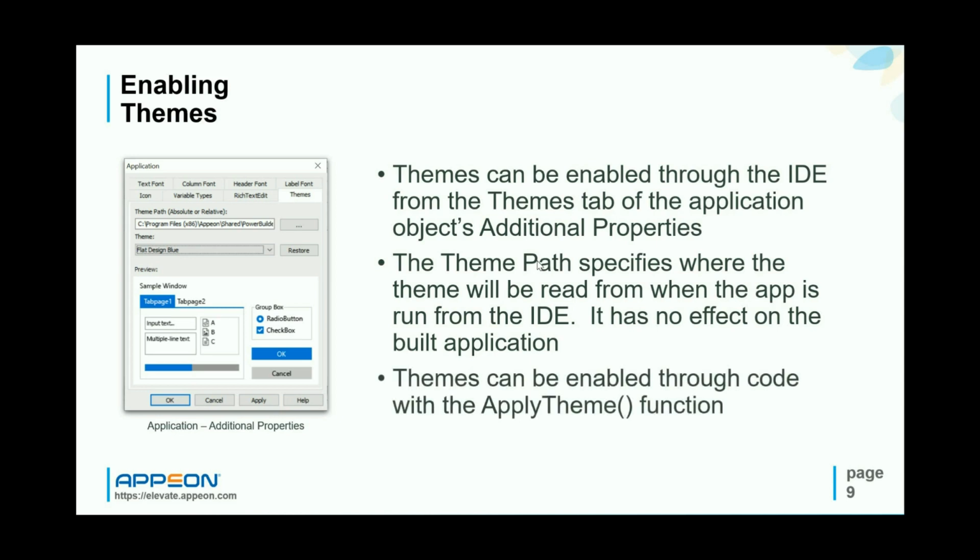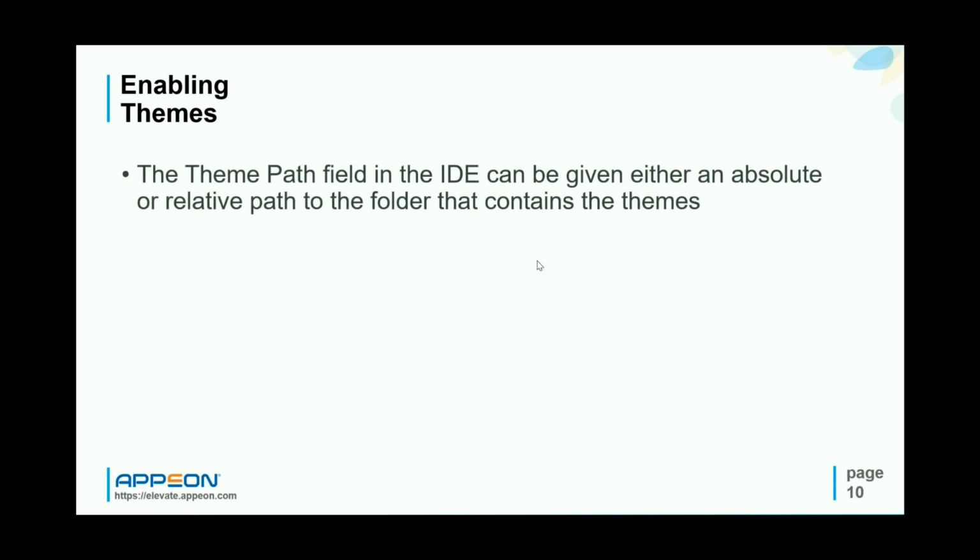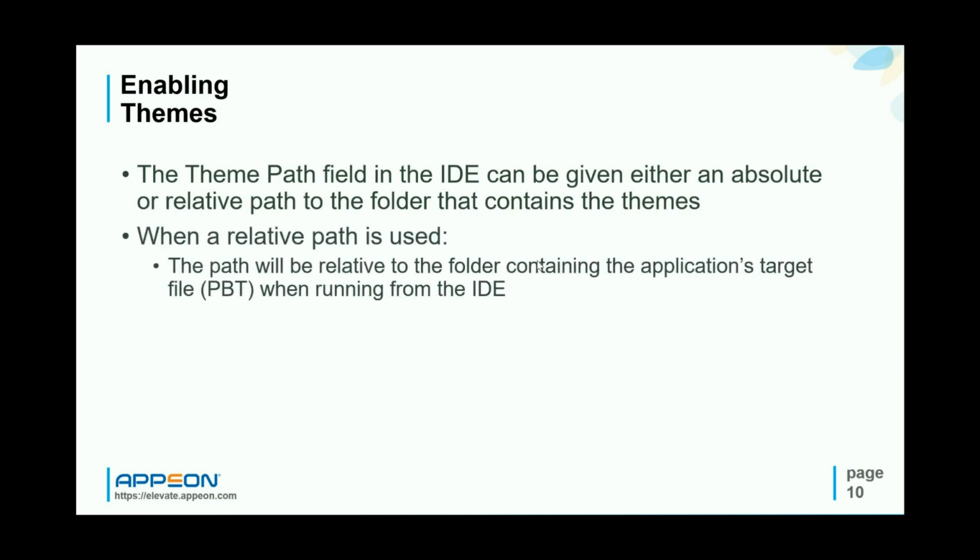And finally, you can also apply themes at runtime. There is an apply theme method provided on PB where you can just specify the name. So going forward, the theme path in the dialog can be given either an absolute or relative path. And when a relative path is used, it's going to look for a path relative to your target file, your PowerBuilder application target file.